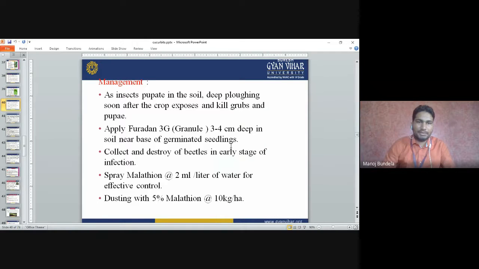Management: as the insect pupates in the soil, deep plowing soon after the crop exposes and kills the grubs and pupae. Apply Furadan 3G granules 3 to 4 centimeters deep in the soil near the base of germinated seedlings. Collect and destroy the beetles in the early stage of infestation. Spray malathion at 2 ml per liter of water for effective control, or dust with 5% malathion at 10 kg per hectare.